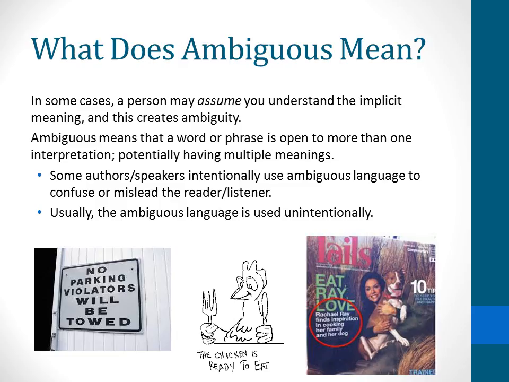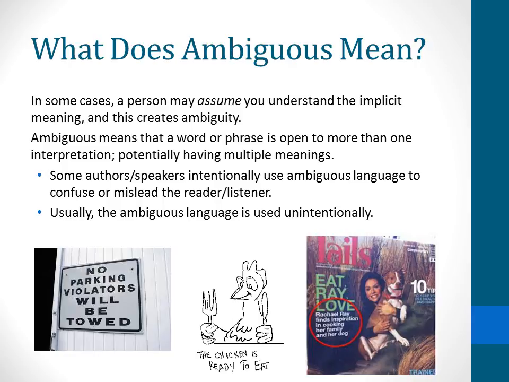So let's move on to ambiguity, or ambiguous. So a person may assume you understand the implicit meaning, and this creates ambiguity. Ambiguous means that a word or phrase is open to more than one interpretation, potentially having multiple meanings. Some authors or speakers intentionally use ambiguous language to confuse or mislead the reader or listener. And what we see generally are politicians who engage in this kind of behavior. However, usually ambiguous language is accidental or unintentional.